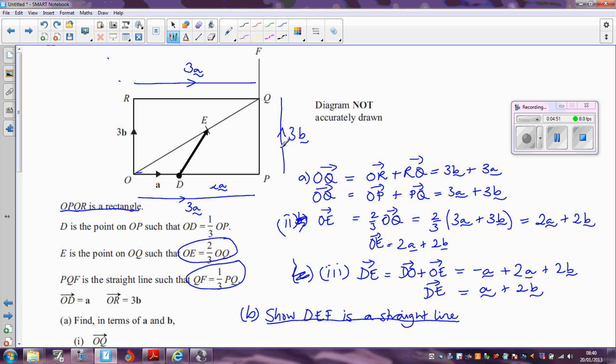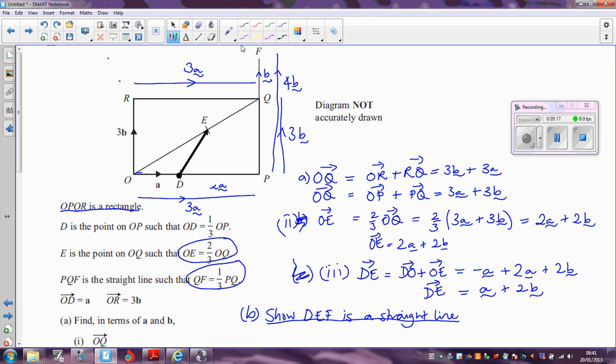QF is a third of PQ. Now, the vector PQ is 3b, and if QF is a third of that, or 1/3 of 3b, is just b. So this little bit here is just b, which means that all the way from P up here to F, this vector here, the vector PF, is 3b plus b, which is actually 4b.